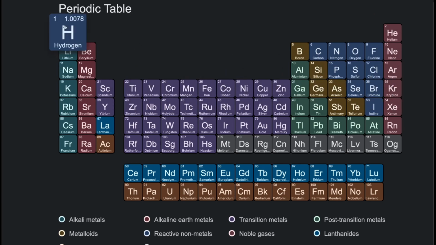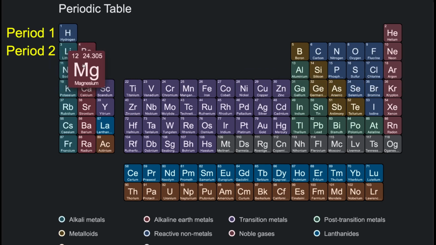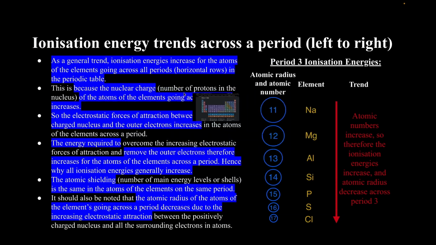So the first row is called period 1, the second row is called period 2, the third row is called period 3, the fourth row is called period 4, and so on. So this is because the nuclear charge, which is the number of protons in the nucleus, of the atoms of the elements going across a period increases.